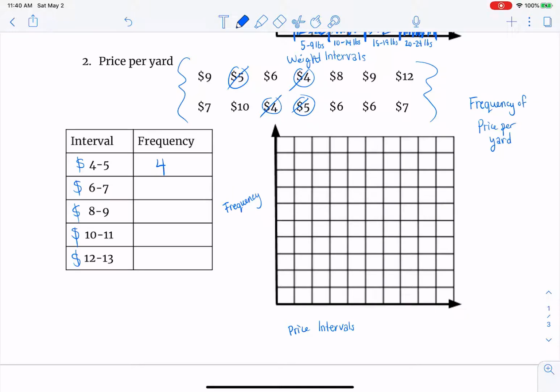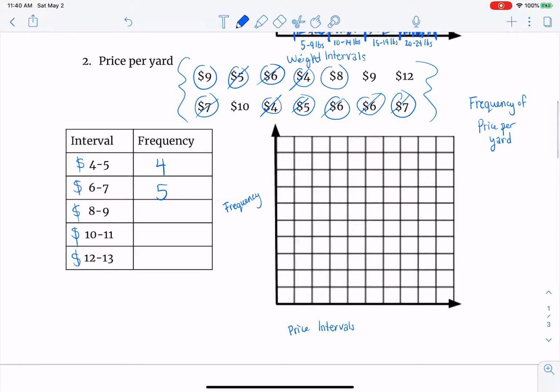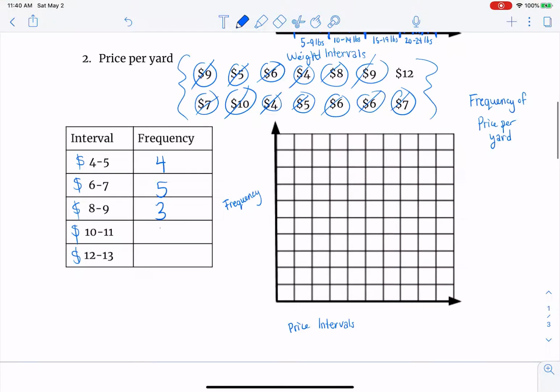How many are between $6 and $7? 1, 2, 3, 4, 5. How many are between $8 and $9? 1, 2, 3. How many are between $10 and $11? Just 1. And how many from $12 to $13? Just 1.